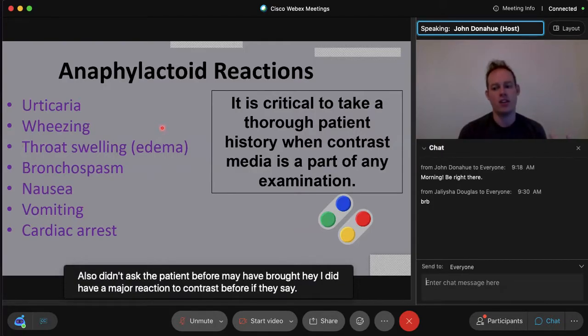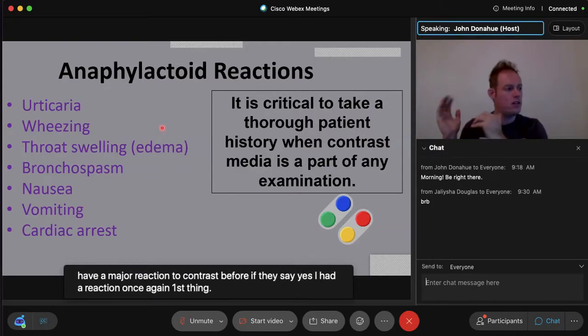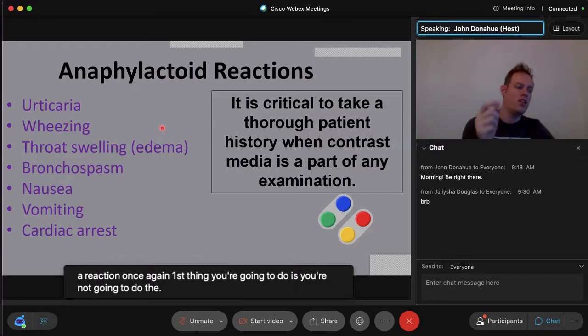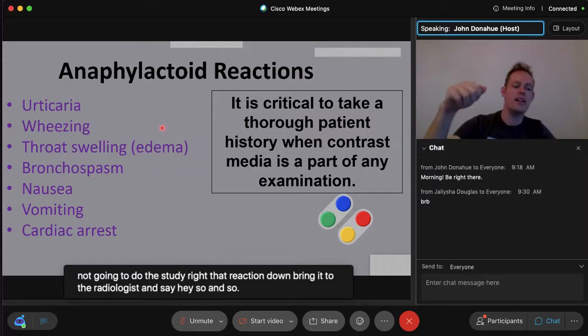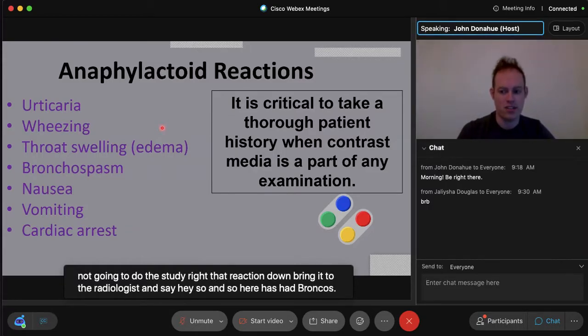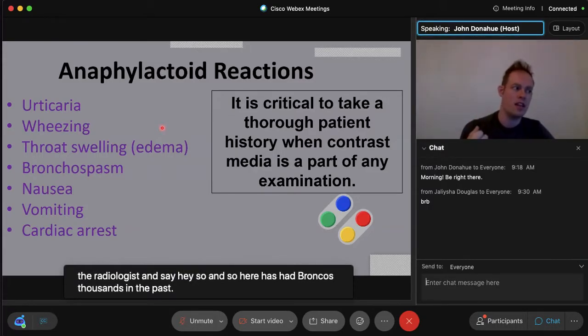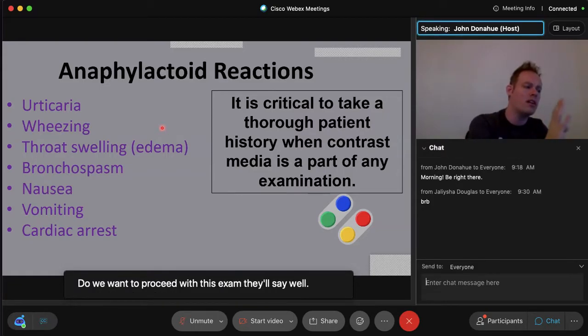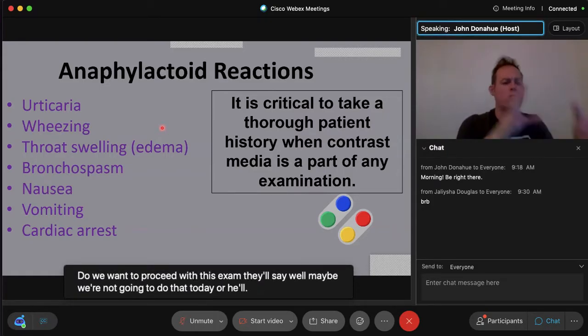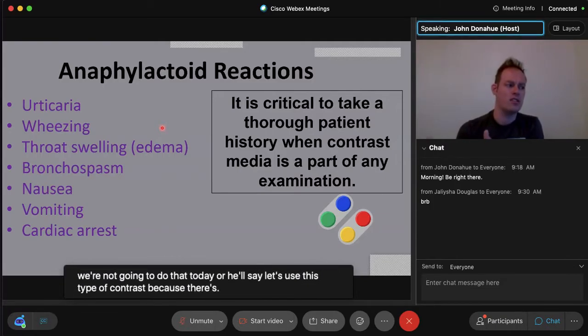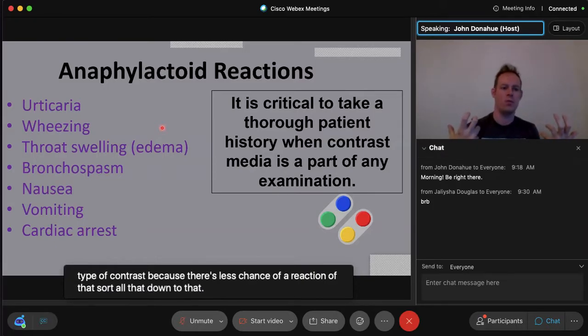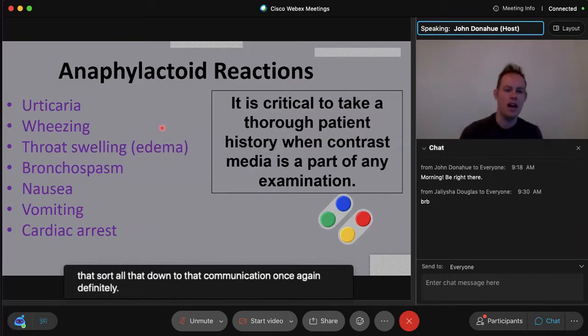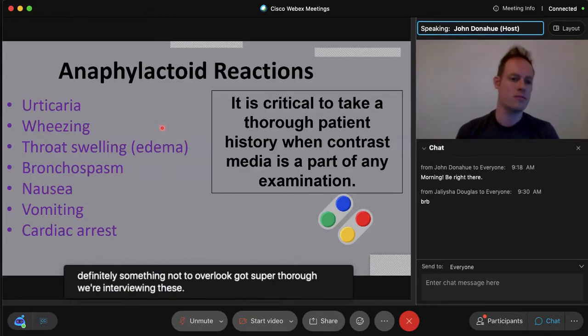If they say, yes, I've had a reaction, once again, first thing you're going to do is you're not going to continue the study. You're going to write that reaction down, bring it to the radiologist and say, hey, so-and-so here has had bronchospasms in the past. Do we want to go ahead and proceed with this exam? He'll say, well, maybe we're not going to do that today. Or he'll say, well, let's use this type of contrast because there's less a chance of a reaction of that sort. It's all back down to that communication once again, and definitely something not to overlook. We've got to be super thorough when we're interviewing these patients.